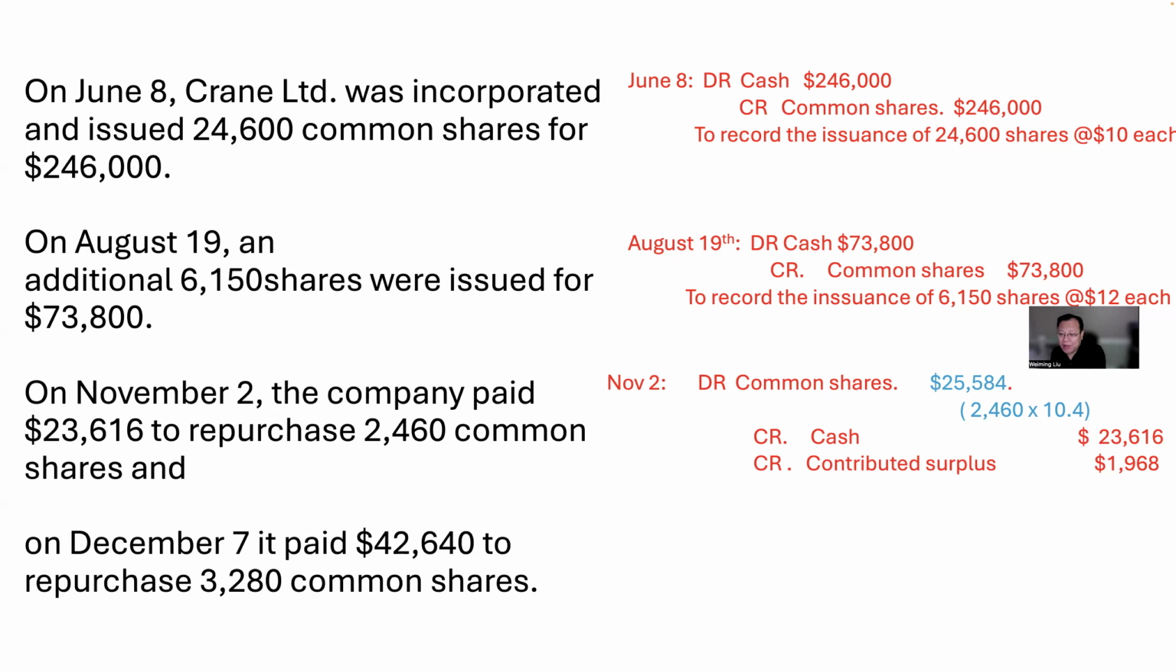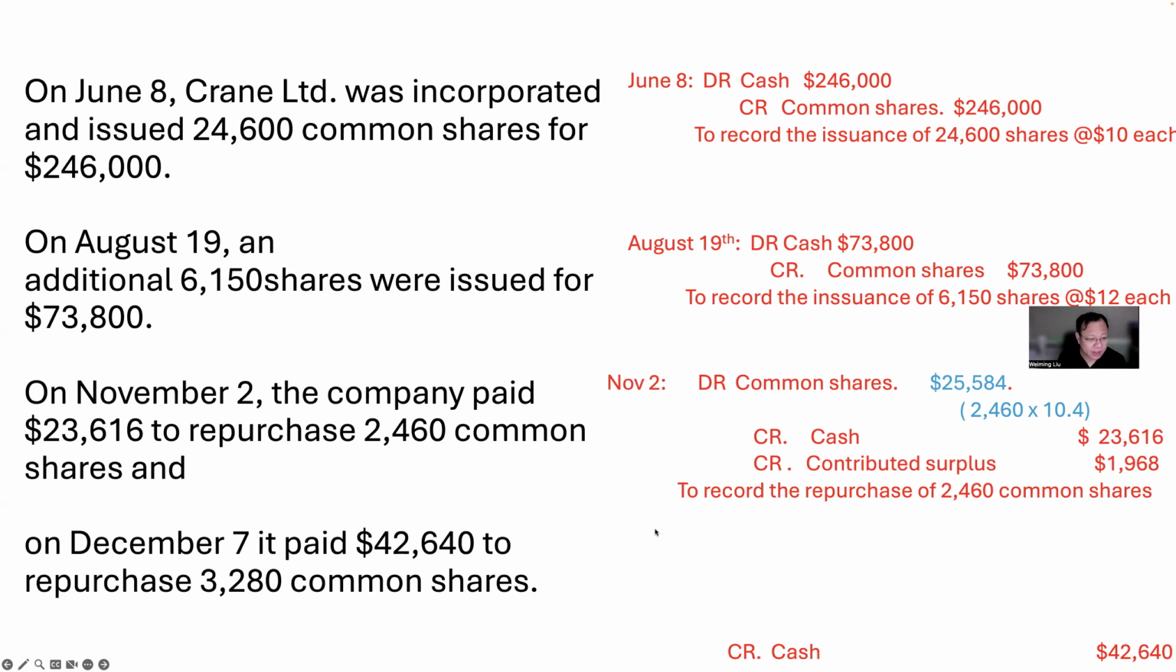So when you credit contributed surplus, this is an equity account, the balance increased, right? Equity balance increased. That's the good news. Now, December 7th, they paid $42,640. Again, if you don't know anything else, you need to know that this transaction will decrease my cash balance by $42,640. Therefore, I need to credit the cash for that amount.